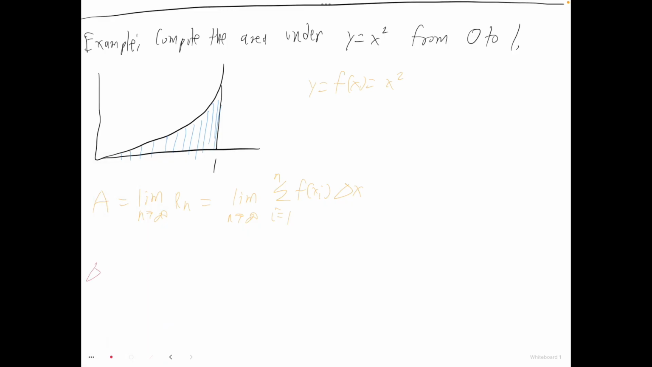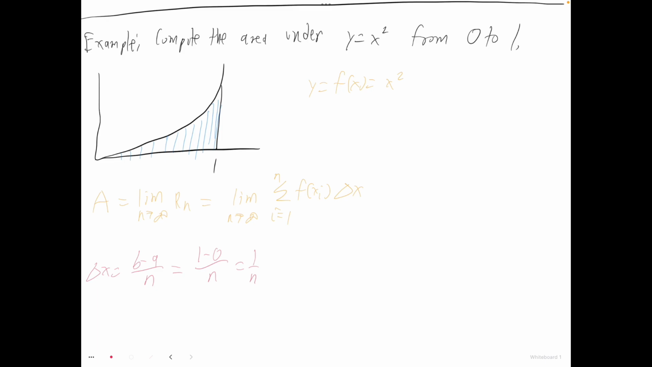Remember what delta x is. Delta x is literally b minus a divided by n. Right now, we're going from 0 to 1, so b is 1 and a is 0. So this is 1 minus 0 divided by n, so we have 1 over n. Since we're taking the limit as n goes to infinity, n is not fixed, it's just some value that we're changing. So 1 over n is delta x.